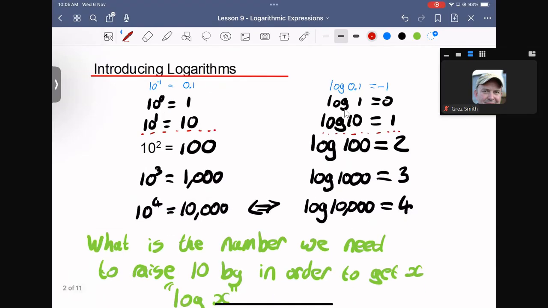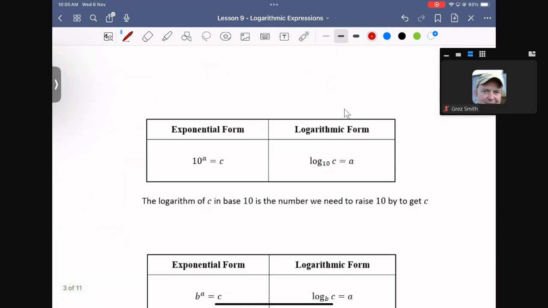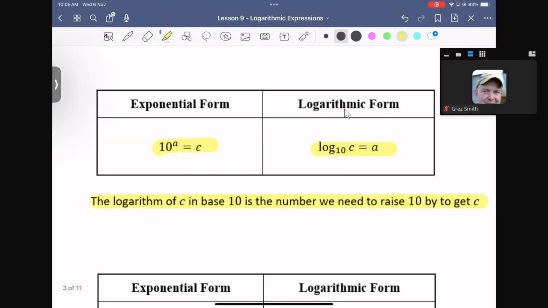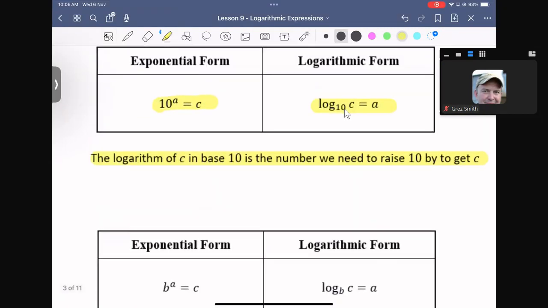Now, we don't have to have 10 as the base. In exponential form, 10 to the a is equal to c implies that the logarithm in base 10 of c is equal to a. So the logarithm of c in base 10 is the number we need to raise 10 by to get c. We can extend that to other bases. In this one, I'm focusing on the base being 10. This is what we call common logarithms.